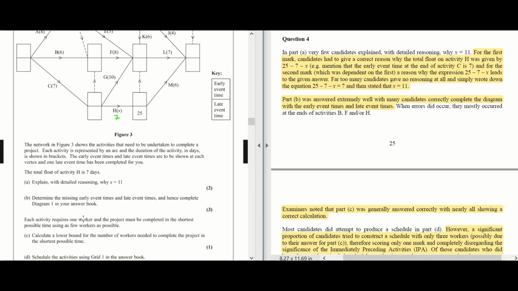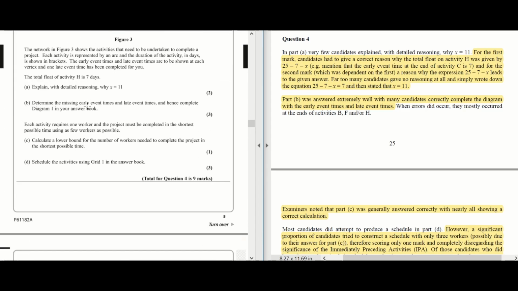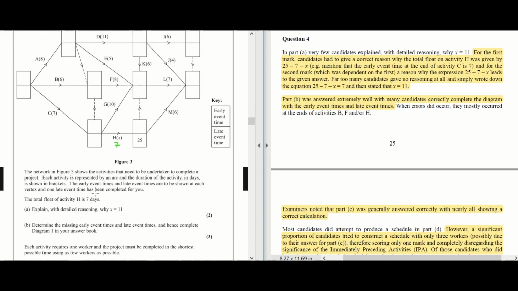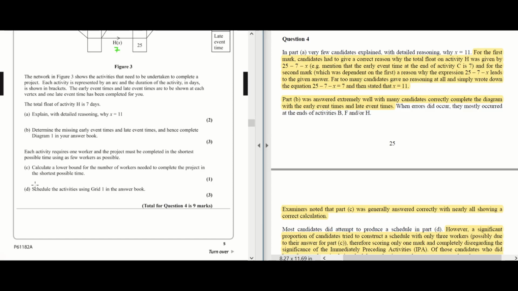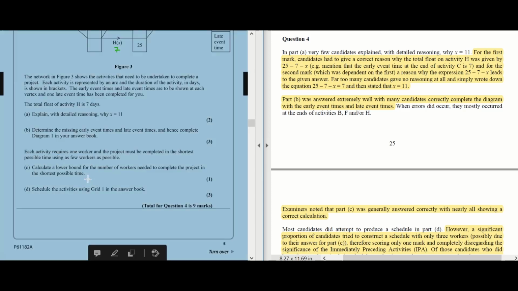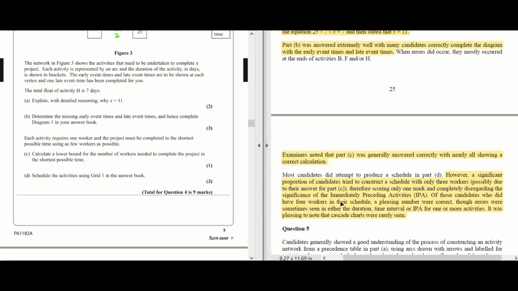Part B was done quite well, as was part C, where you had to fill in the network and then find the lower bound. For part D, that was concerned with scheduling activities. A lot of people used their lower bound, which was incorrect, and that's mentioned here.